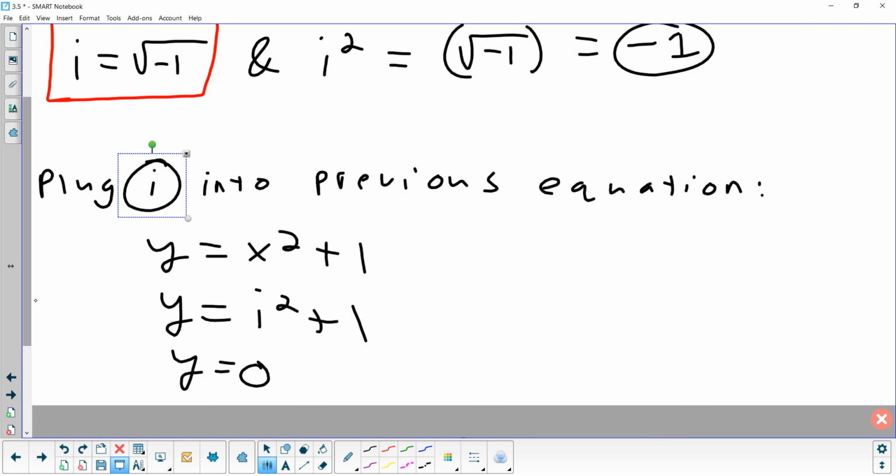And we're going to learn that where there's one imaginary root, there's always a second. Imaginary roots always come in pairs. And I'll show you that later on.